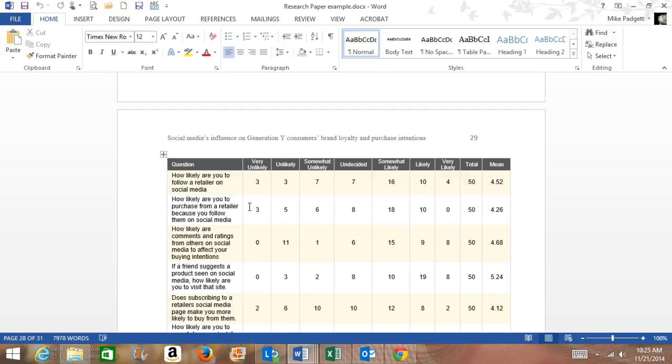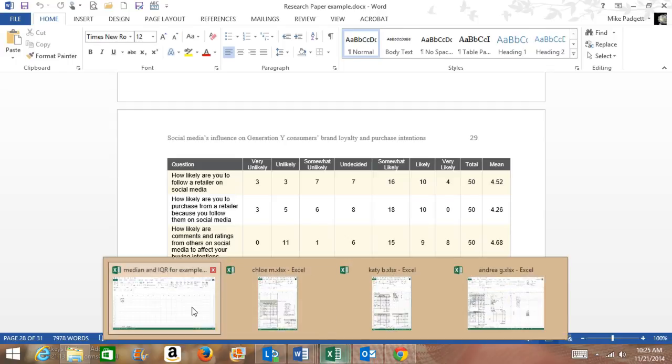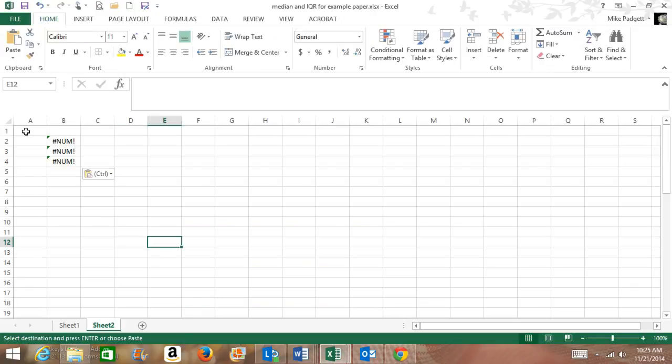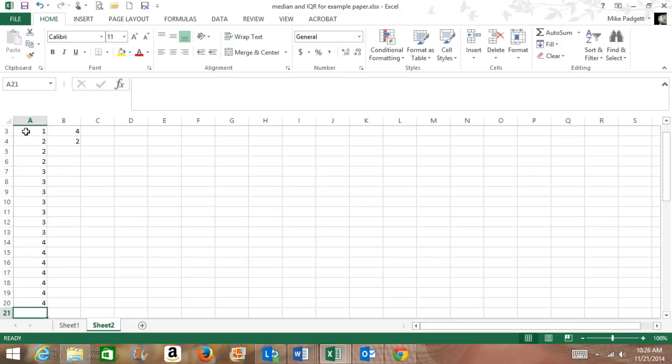So then what we do is we go over to our Excel spreadsheet, and what we're going to do is put in our numbers here. So remember I said we had 3 1s, 3 2s, then we had 7 3s, and then we had 7 4s, and then we had 16 5s, and then we had 10 6s, and then we had 4 7s.